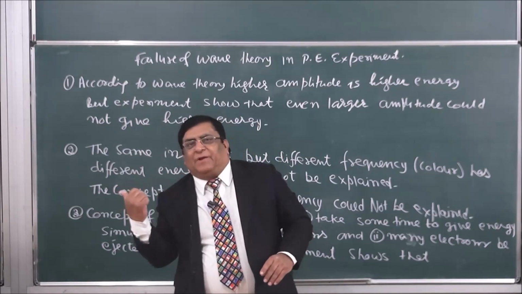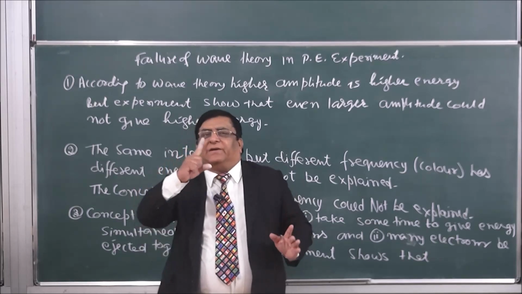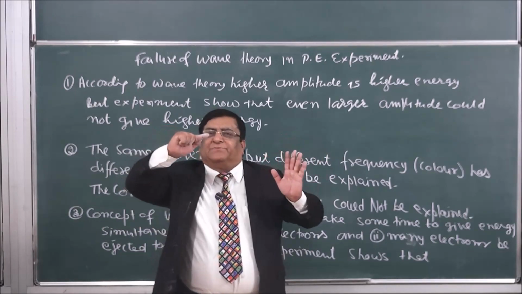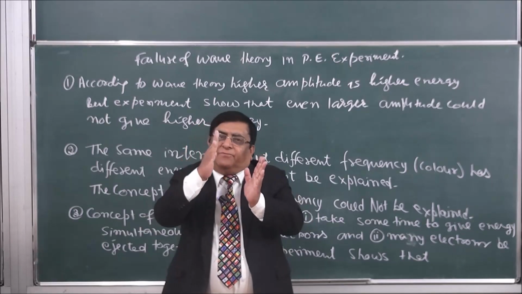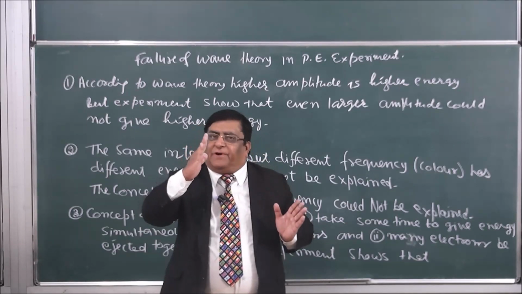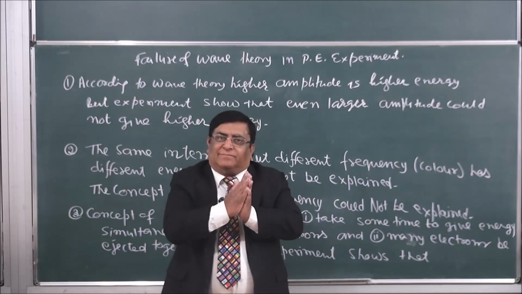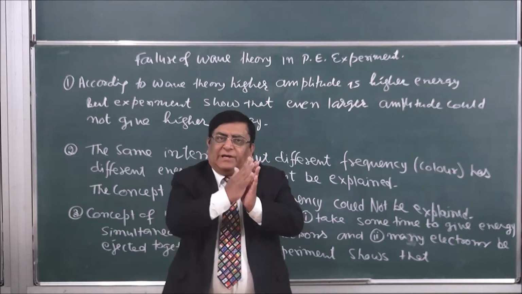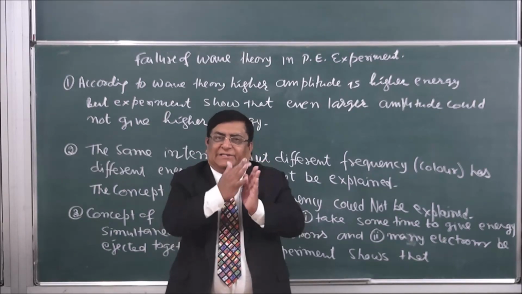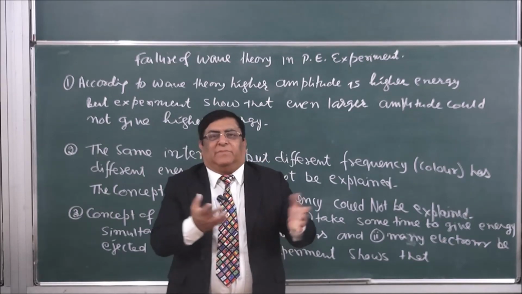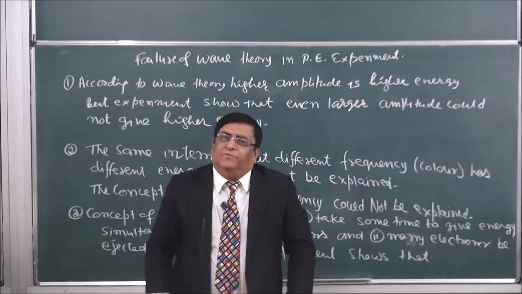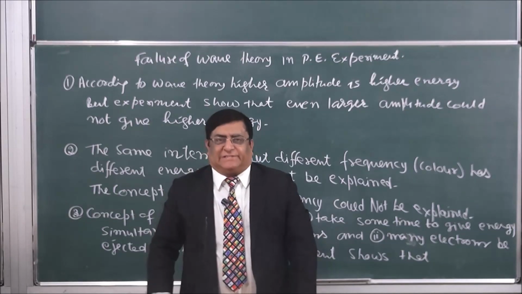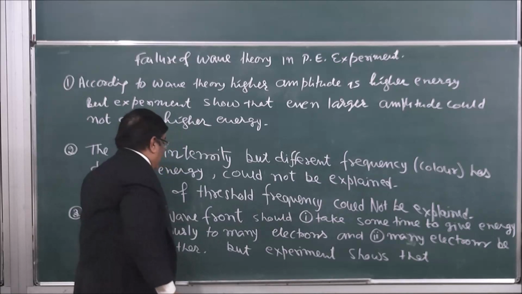What does this experiment prove? This proves that the moment a small light comes, one electron goes out, whereas the wavefront should take a certain time. According to wave theory, it will go on accumulating, giving energy, distributing to all. But it does not wait. It comes out immediately according to photon theory. So photon theory is correct because of the timing.